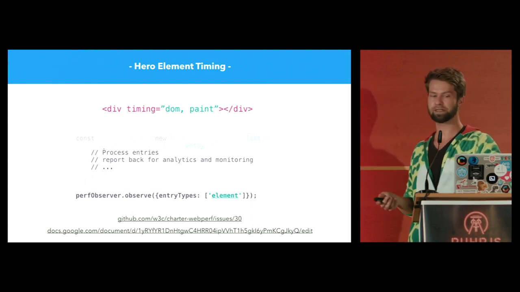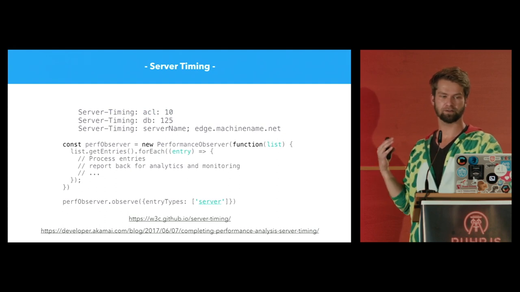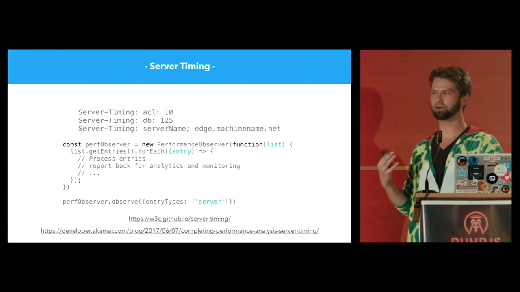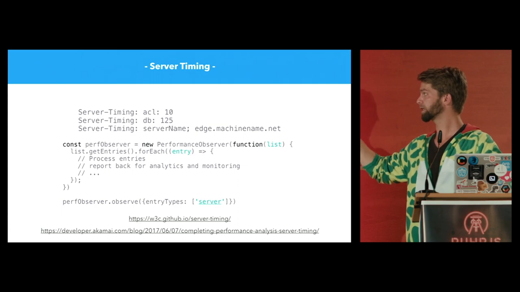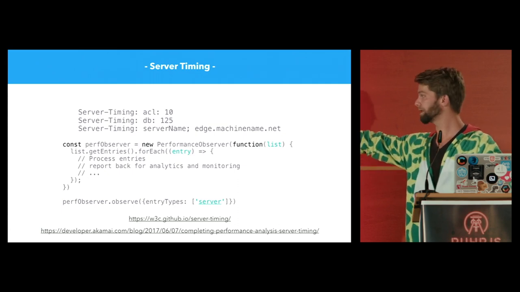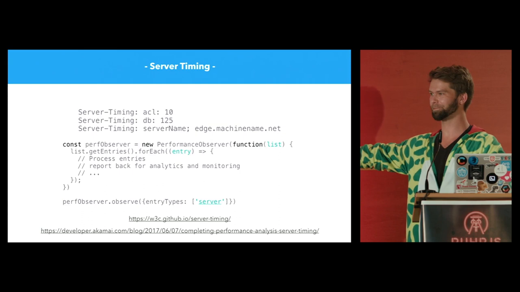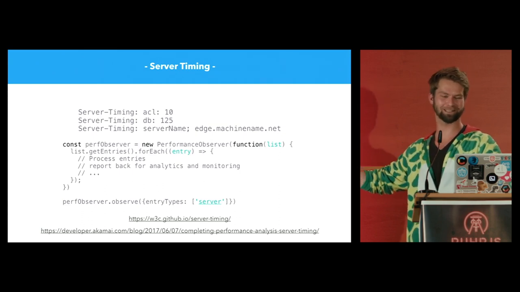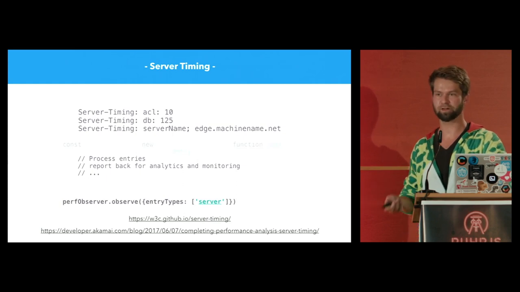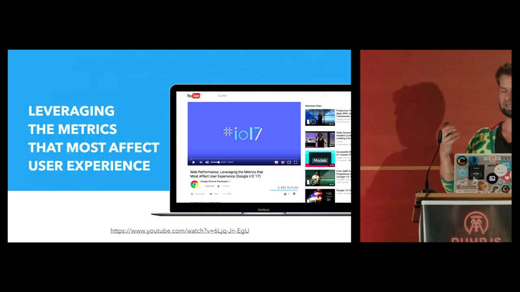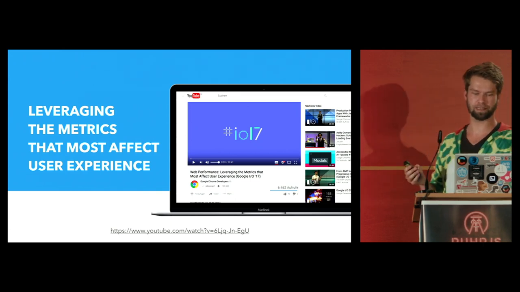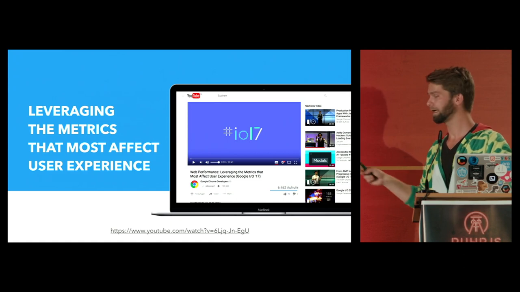And just for the sake of completion, we also have server timing metrics. Fiddling around with headers and stuff is always really inconvenient. But with the server timing metric, the server can set these server timing headers, and these will magically appear in the performance observer. This is also cutting edge, but it works in Chrome Canary already. So if you're interested in metrics and web performance, there was an excellent talk at Google I/O called Leveraging the Metrics That Most Affect User Experience. Highly recommended.